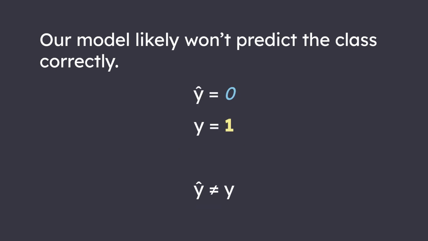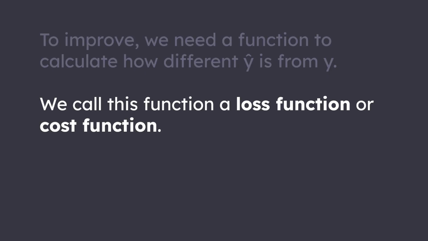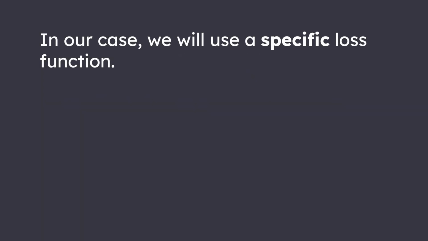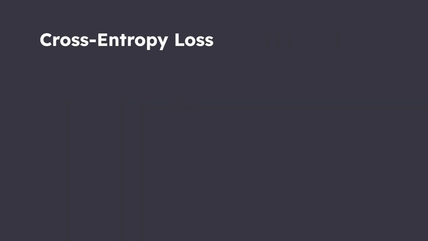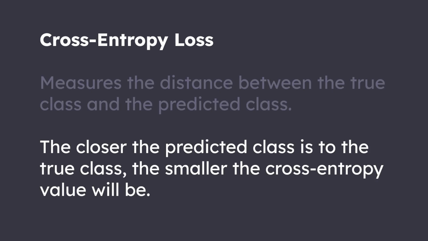Our model predicted incorrectly. To improve our prediction, we need a function to calculate how different the predicted class is from the true class. We call this function a loss function or cost function. A loss function tells us how much the predicted class differs from the true class. In our case, we will use a specific loss function, cross-entropy loss. Cross-entropy loss measures the distance between the true class and the predicted class. The closer the predicted class is to the true class, the smaller the cross-entropy value will be.